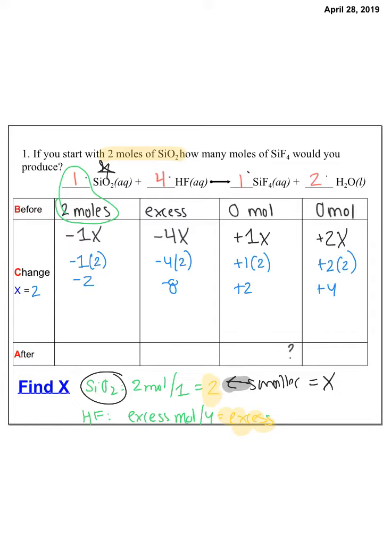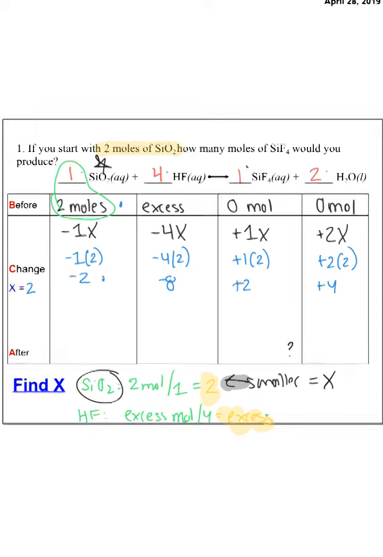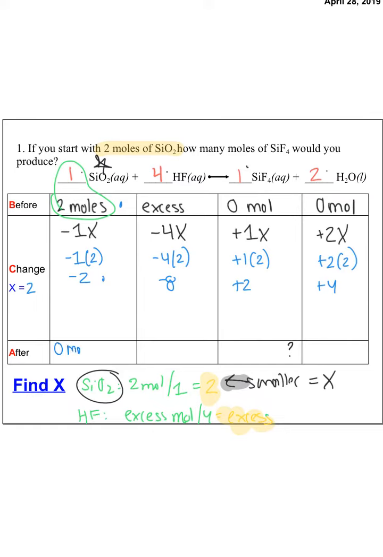So now the last step is we're going to take our before, and we're going to subtract from it the change. 2 minus 2 is 0 moles of SiO2 remaining. Excess minus 8 is going to give us excess moles of HF remaining. And then 0 plus 2 gives us 2 moles of SiF4 produced.